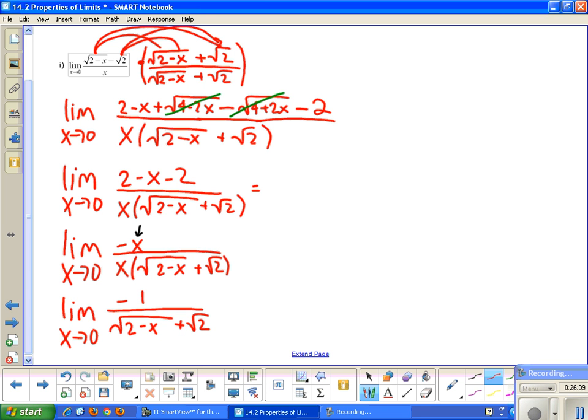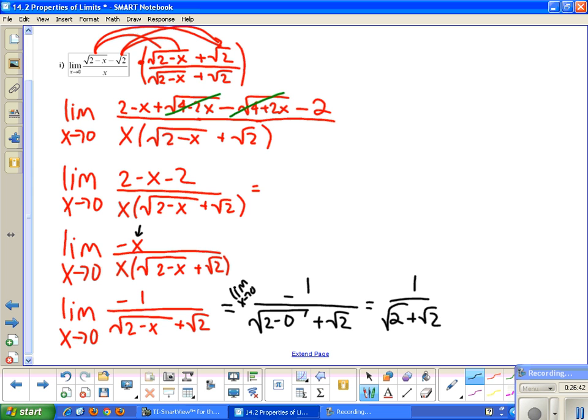And now if I plug 0 into my denominator, 2 minus 0 is root 2, and root 2 plus root 2 does not make my denominator 0, so that means I can just go ahead and solve this by plugging in 0 into my equation. So we just use the limit theorem. When I plug 0 into my equation, I have negative 1 over the square root of 2 minus 0 plus root 2. Really, whenever I'm doing this, I should write the limit as x approaches 0 each time, but I'm going to skip doing that part.